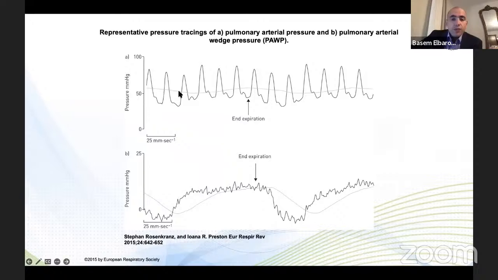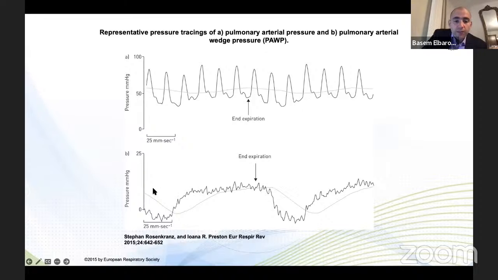It's important to note that when we're measuring the pressures in the right circulation, the variation in the intrathoracic pressures with respiration causes a lot of swinging in the pressure waveform. We really would want to measure the pressure waveforms at the end of expiration, because that's when the intrathoracic pressure is zero, not negative or positive.